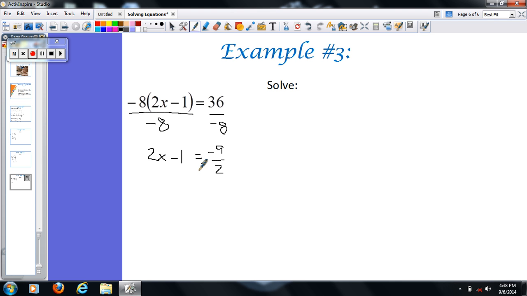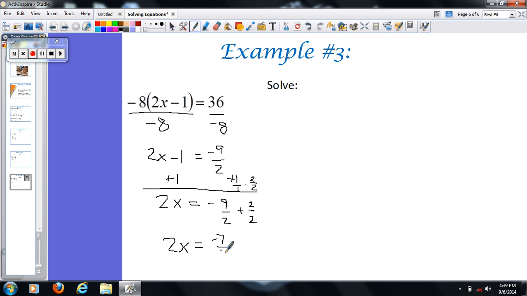And now you're going to solve the rest of this. So I'm going to add 1 to both sides. This is going to give me 2x equals, when I add 1, I have to put it over 1. Common denominator is going to be 2, so I'm going to multiply this by 2 over 2, giving me, I'm going to do this in a couple steps, so it'd be negative 9 over 2 plus 2 over 2. That'll give me 2x equals, that's going to be negative 7 over 2.